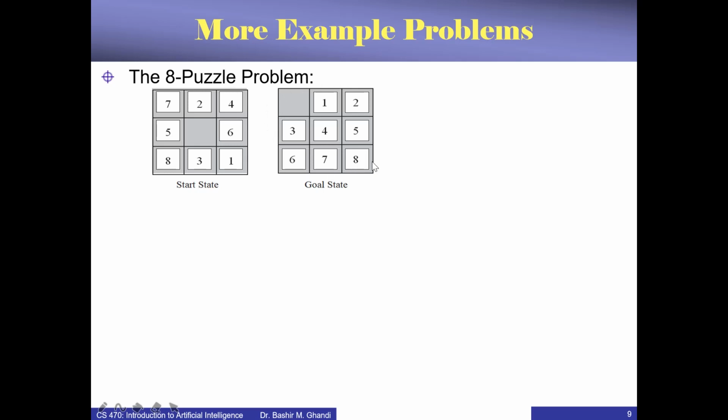There may be more than one possible goal state. For example, we could decide that a goal can also be achieved if the blank is in the last square. So we just have 1, 2, 3, 4, 5, 6, 7, 8, and the last one is an empty cell. So this is the problem. How can you formulate this problem?